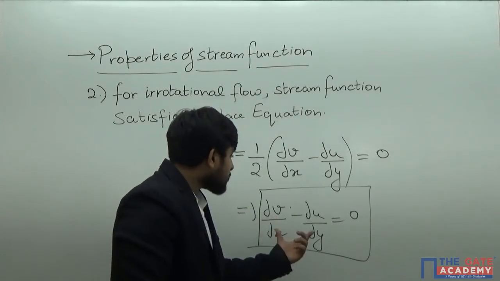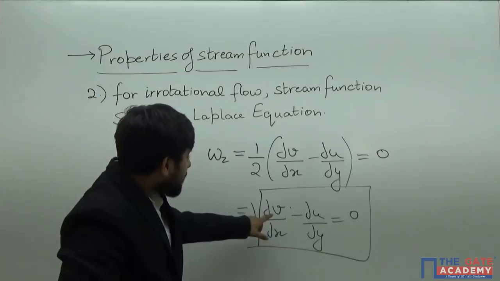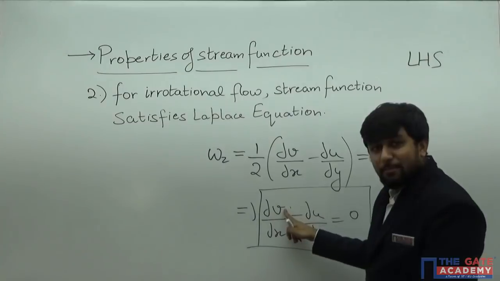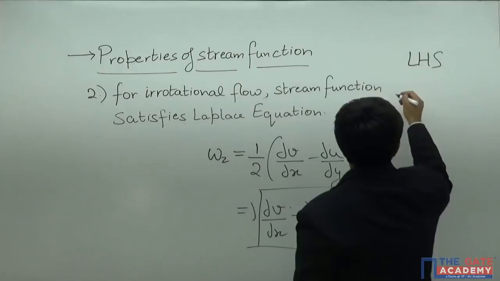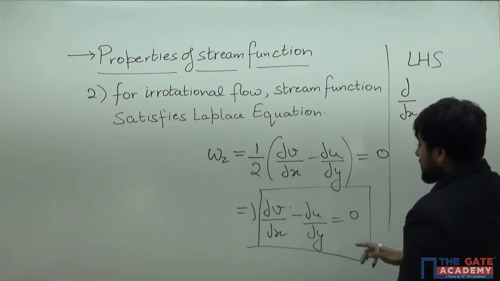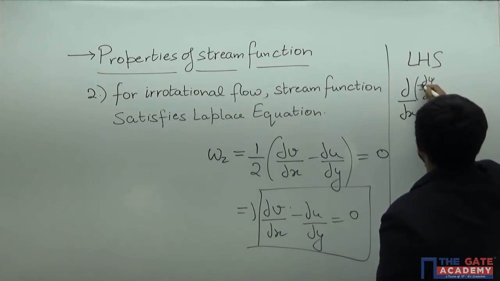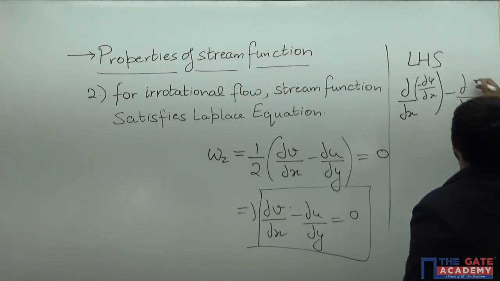Now let us try to substitute stream function in this equation into the left hand side. Okay. Now if you remember, v is simply minus del psi by del x, and u is simply del psi by del y. So what I am doing is I am taking the left hand side of this equation. Okay. So left hand side becomes del by del x of minus del psi by del x, minus del by del y of u, and this will become del by del y of del psi by del y, right?